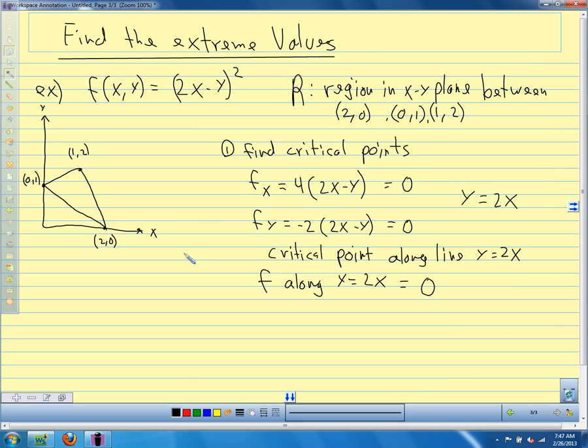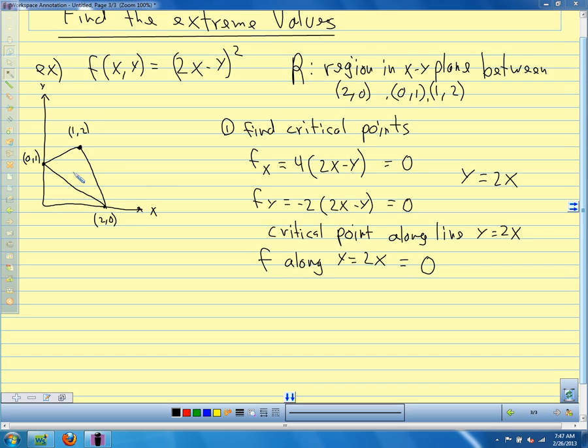So now we need to examine our boundaries. We have 3 boundaries that we have to examine. We have to examine each of these segments separately. We have three segments that are the boundaries of our region, so we examine each one separately. So let's look at the segment between (0, 1) and (2, 0).